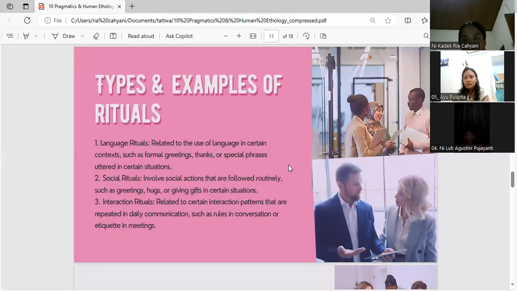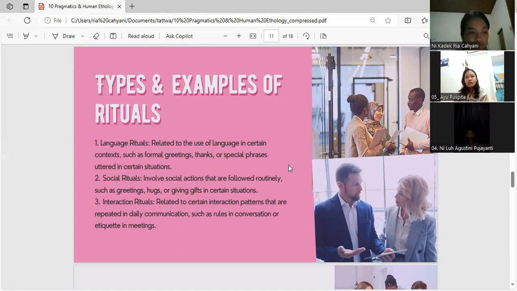And the types of rituals in pragmatics. The first one, language rituals. This is related to the use of language in certain contexts, such as formal greetings, thanks, or special praises uttered in a certain situation. And the second one, social rituals, involve social actions that are followed routinely, such as greetings, hugs, or giving gifts in a certain situation.